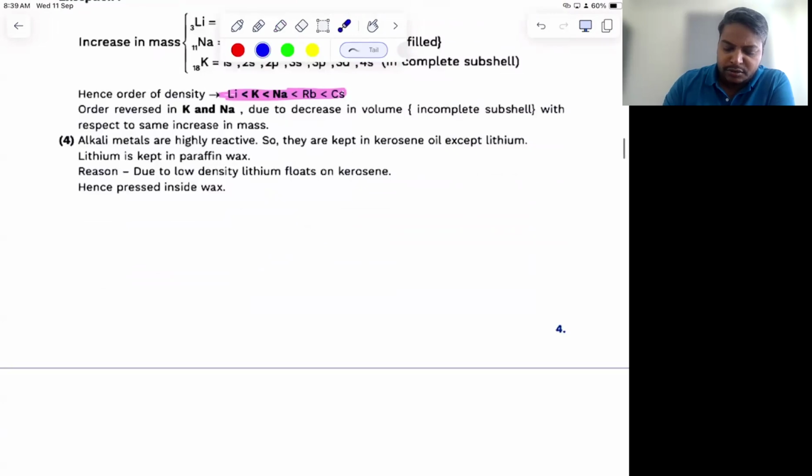Most of the metals are highly reactive, so they are kept in kerosene, except for lithium. Lithium is usually kept in paraffin wax. Due to its low density, lithium floats on kerosene. That's why it should be stored in paraffin wax.